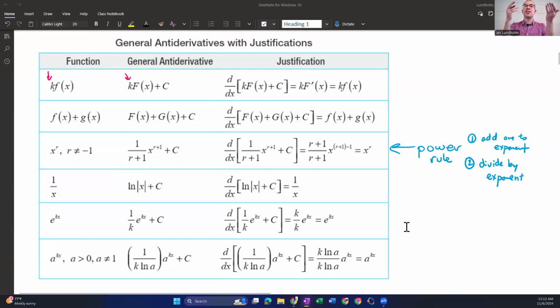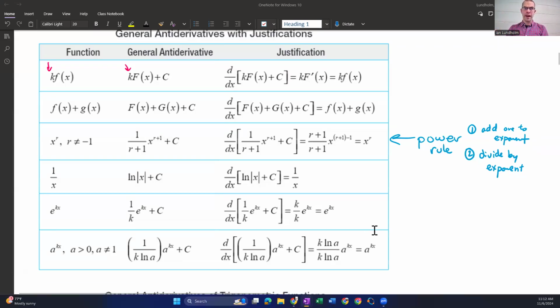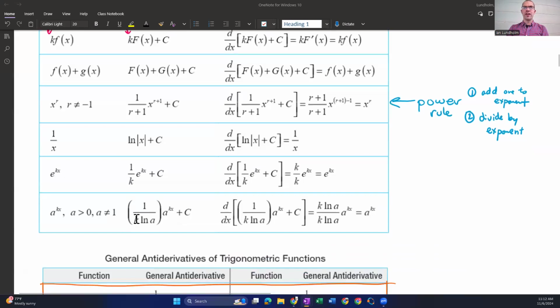Sometimes we're going to be able to just undo the chain rule, and instead of multiplying like we do in the chain rule, we're going to divide as we go backwards in time. And same here. We end up dividing by 1 times k over the natural log of a. That is for the same reason as this one.